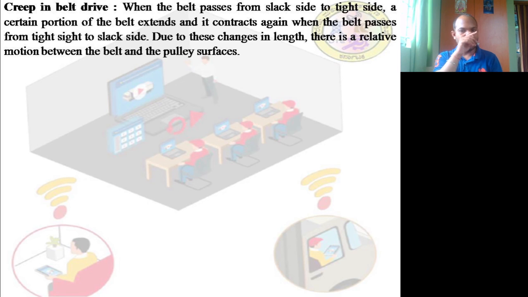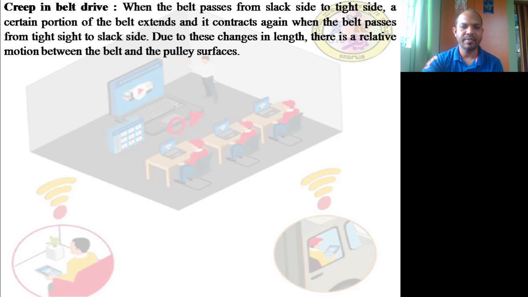Okay, whenever that belt passes from the slack side to the tight side, only a certain portion, which is in contact with that pulley and which is just releasing, will experience an extension, and it contracts again and comes back when the belt passes from the tight side to the slack side. So that makes a creep.